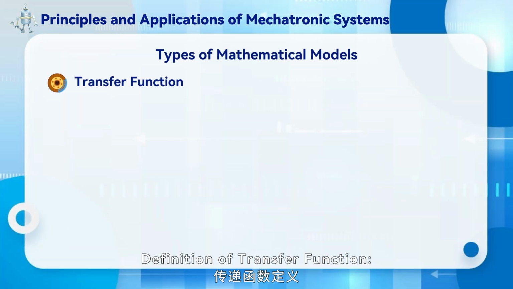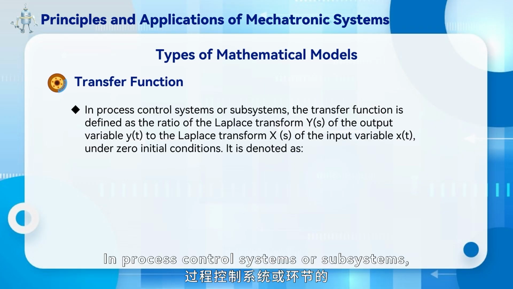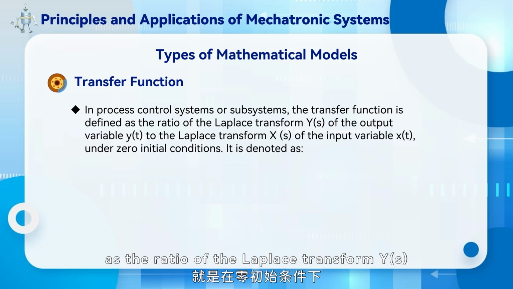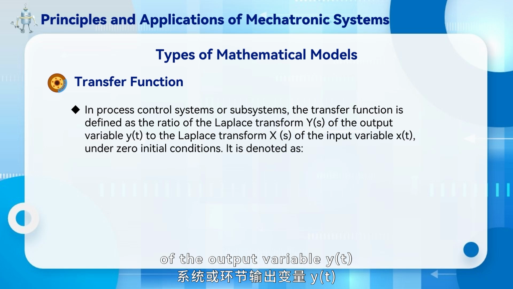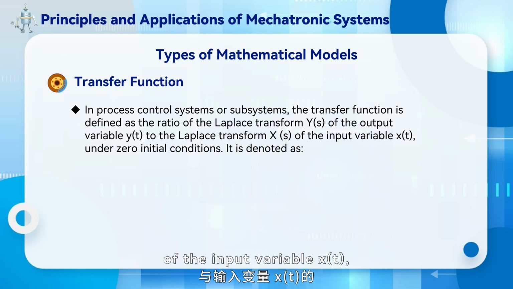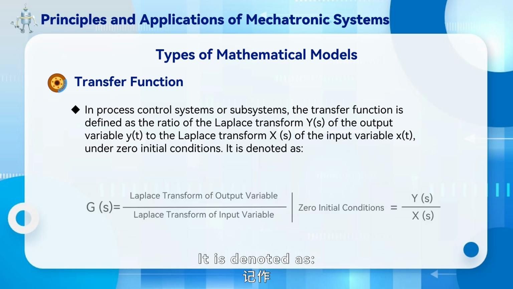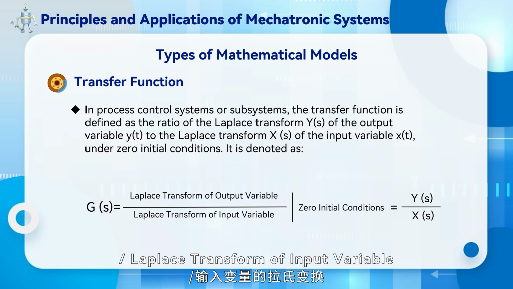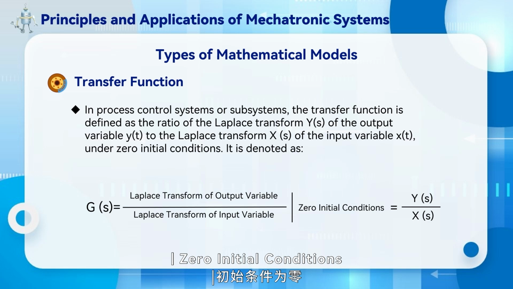Definition of transfer function. In process control systems or subsystems, the transfer function is defined as the ratio of the Laplace transform Y of s of the output variable y of t to the Laplace transform X of s of the input variable x of t under zero initial conditions. It is denoted as G of s equals the Laplace transform of the output variable divided by the Laplace transform of the input variable under zero initial conditions, that is, Y of s over X of s.